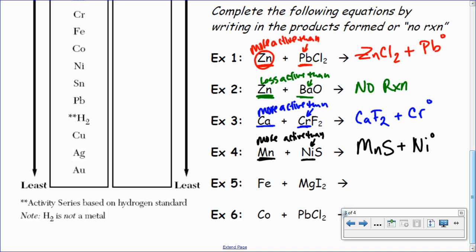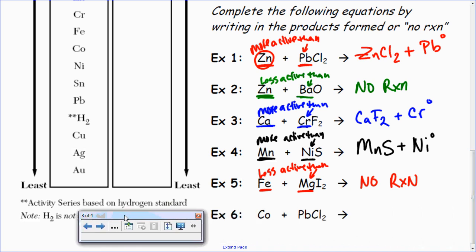Iron versus magnesium. I think we're back to red now. We're going to compare the element that's by itself to the one that's in the compound. Iron, where is it on the chart? It's about the lower middle. It's below chromium and zinc, so it's not as active as those. Magnesium, on the other hand, is above it. So iron is less active than magnesium. So we have no reaction occurring because the magnesium's already more active. It's already in the compound. Iron can't kick it out. It's not active enough to kick the magnesium out of the situation.